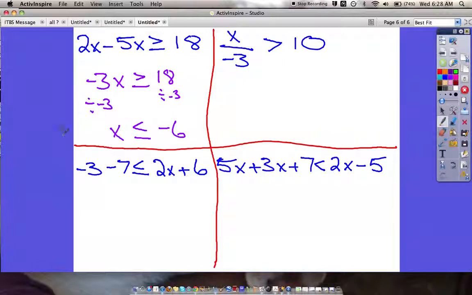So now I'm just going to make a very simple graph here. I'm going to put negative 6. X needs to be less than or equal to negative 6. So that would be a filled in dot, with an arrow in the direction of less than. And negative 7 would be over here.